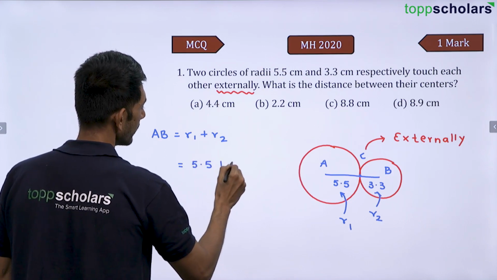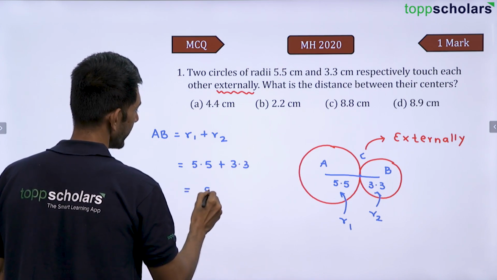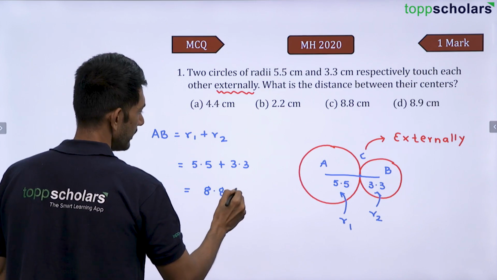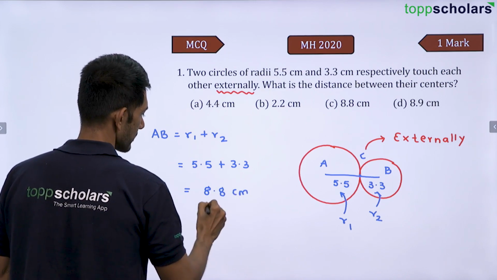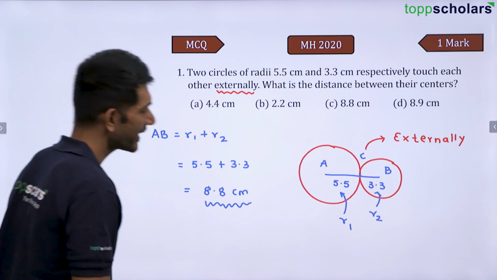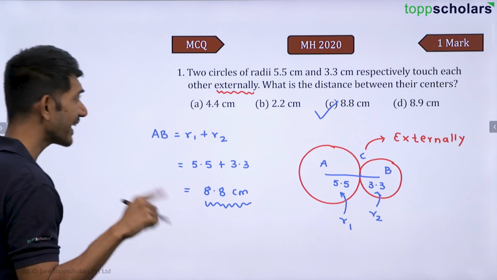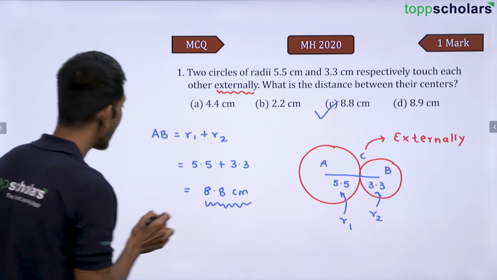And that is equal to 5.5 plus 3.3, and that gives you 8.8. Correct? So is 8.8 there in the answer? Yes, it is there. So whenever they are giving externally touching, we will add the radii.